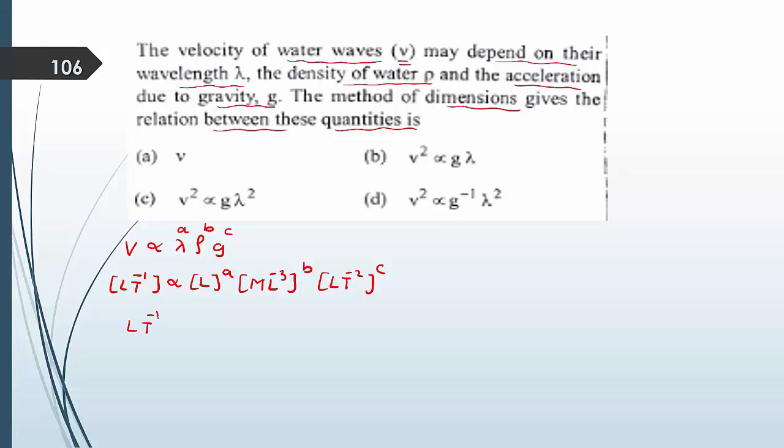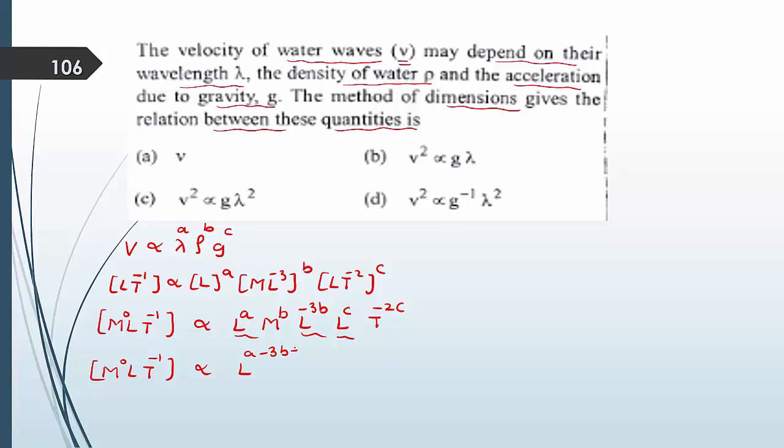L T raised to minus 1. Here M is not given, you can write M raised to 0. Is proportional to L raised to a, M raised to b, L raised to minus 3b, L raised to c, T raised to minus 2c. M raised to 0, L, T raised to minus 1, keep as it is, proportional to, L terms you can observe, L raised to a minus 3b plus c, M raised to b, T raised to minus 2c.